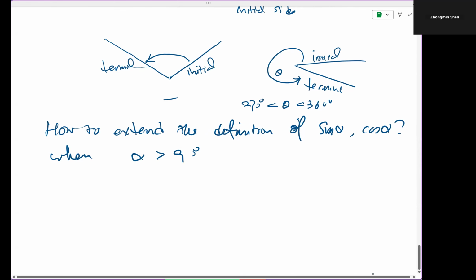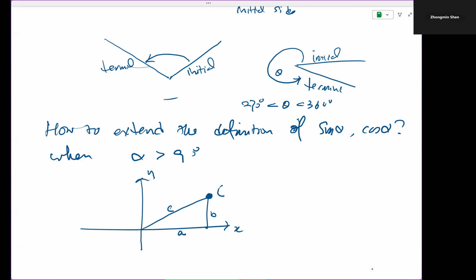All right, so here's the way we do. First, I put this triangle into the XY plane. So this side is still B, this side is A, this side is C. So what are the coordinates of this point? A, B. Yeah, A and B. So this is the angle theta.